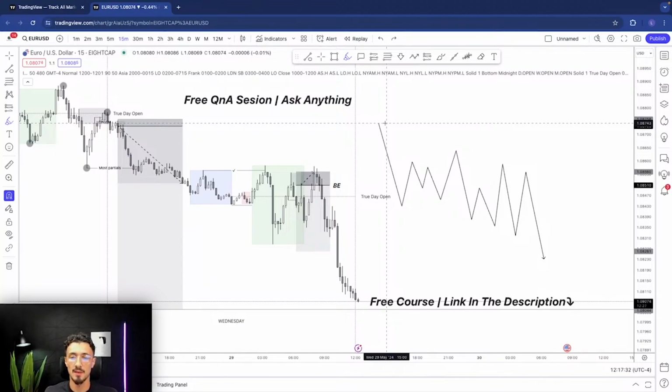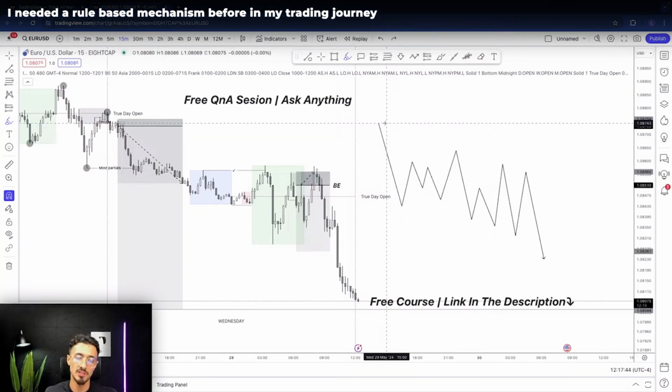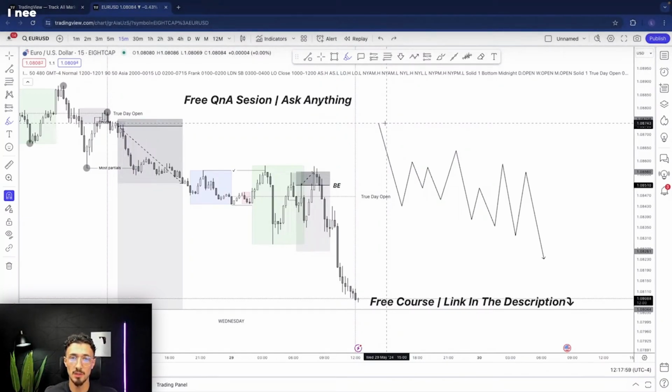But at some point in time, I really needed, and I still use it 95% of the time, some sort of rule-based mechanism that told me, are we bullish or are we bearish? And I tried a bunch of different things. I tried 1 candle, I tried 2 candles, I tried 3 candles, 4 candles. I tried certain fib extensions. I tried certain pip counts. And what I found to be the most consistent and the easiest to follow was 3 candles that break each other in the same price leg.